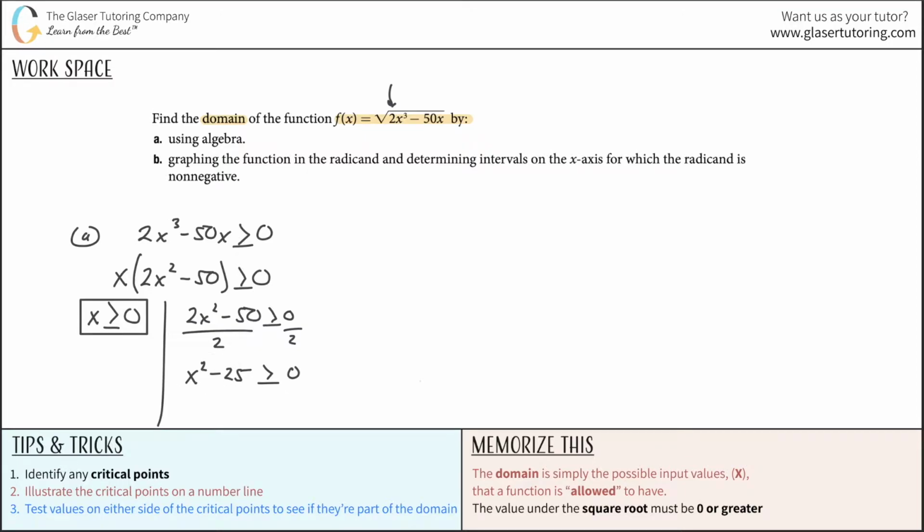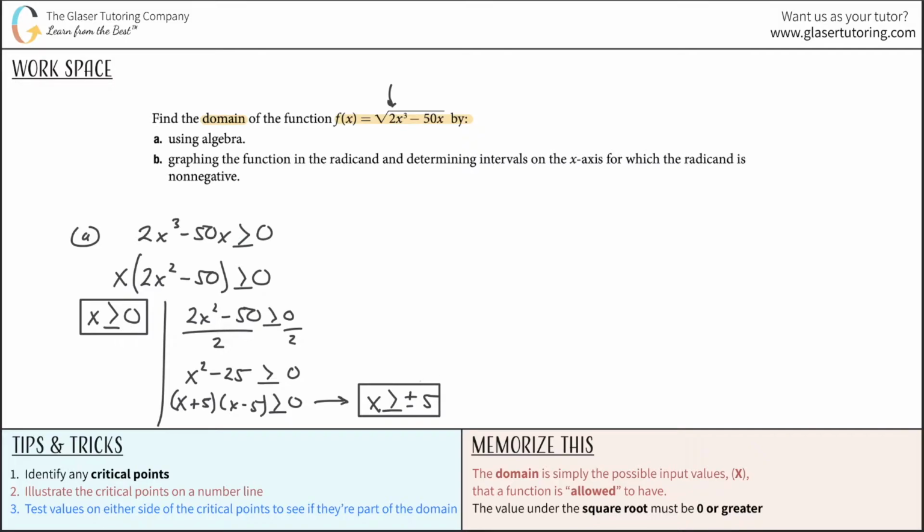This is now a difference of squares. So this becomes x plus 5 times x minus 5, a binomial product that is greater than or equal to 0, and then we can come up with these values: that x can be greater than or equal to positive and negative 5. Now, in terms of the signs here, what's more important are actually these values of 0 and plus or minus 5. So that's the first step. I'm basically identifying the critical points. I have a critical point at 0, and critical points at positive and negative 5.